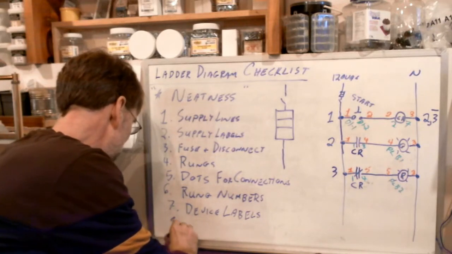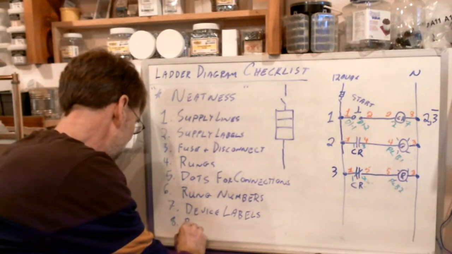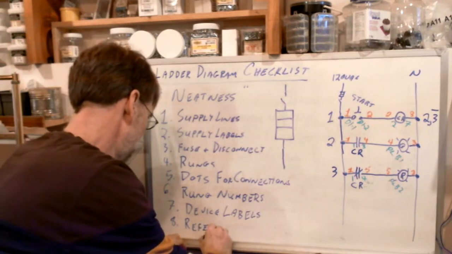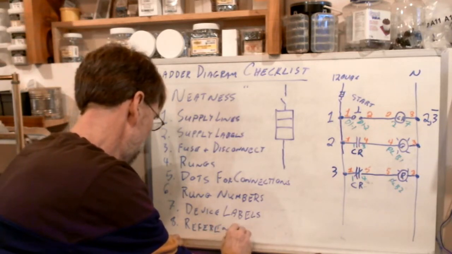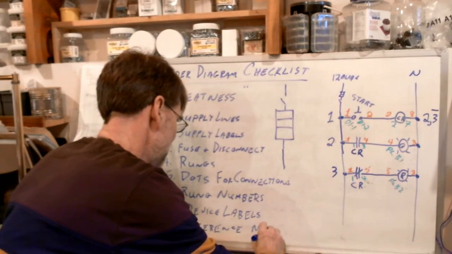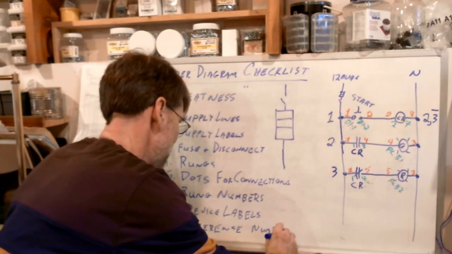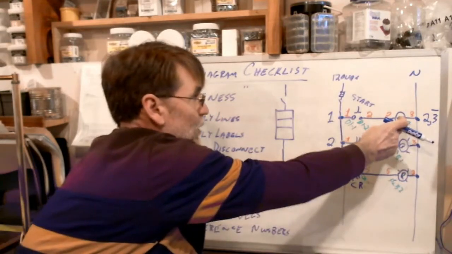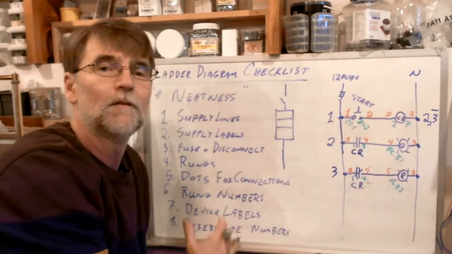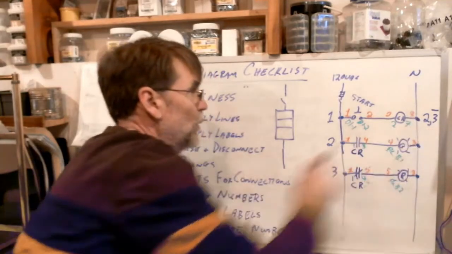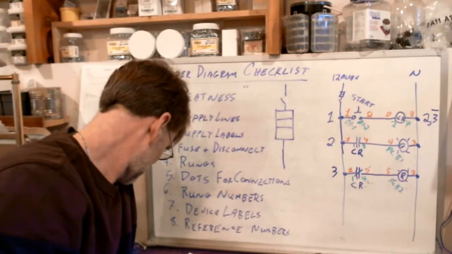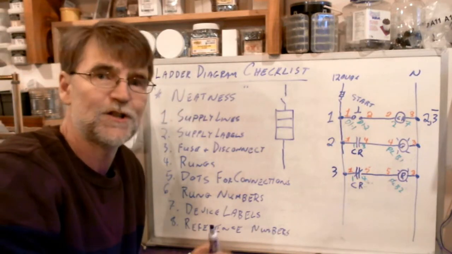And 8, and I'm done. These are the reference numbers. Reference numbers. So that's these numbers over here, saying that when we have a coil, what contacts does it control? Well, that's where we go to find them, rungs 2 and 3. Okay, and I'm going to shut it down there.